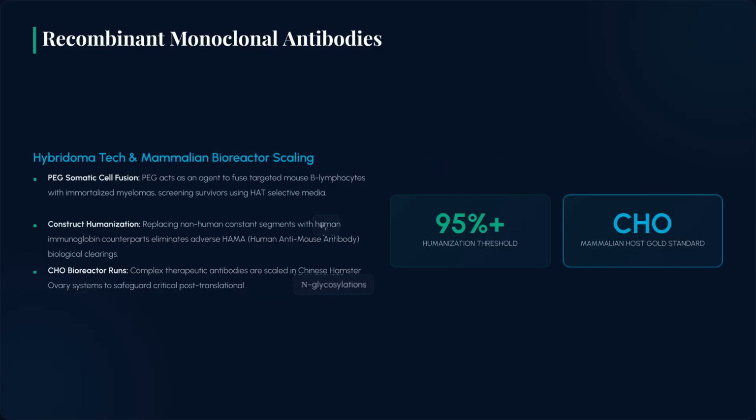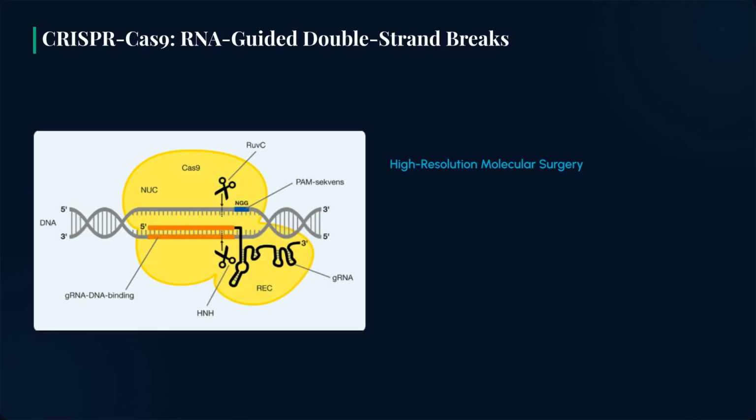Recombinant monoclonal antibodies production utilizes hybridoma technology and mammalian bioreactor scaling. Techniques like somatic cell fusion construct humanization to achieve over 95% humanization, and CHO bioreactor runs are standard.